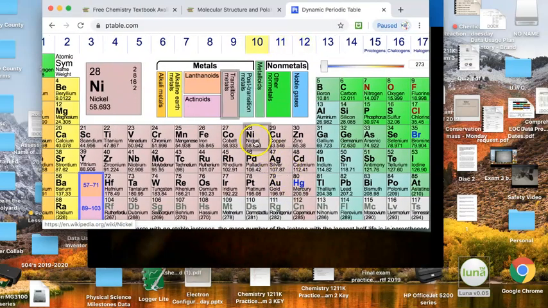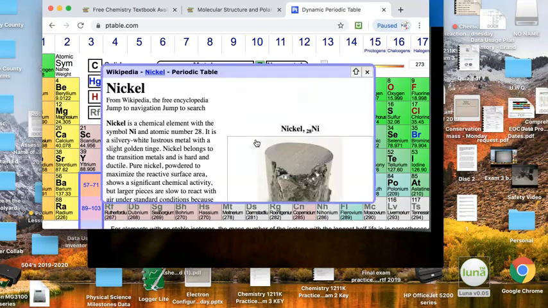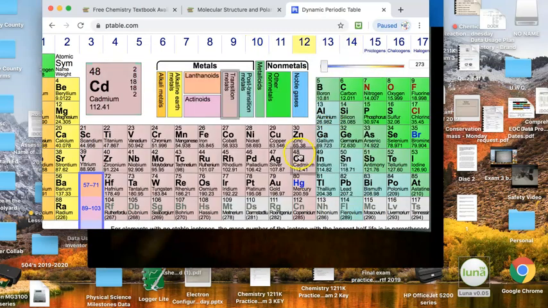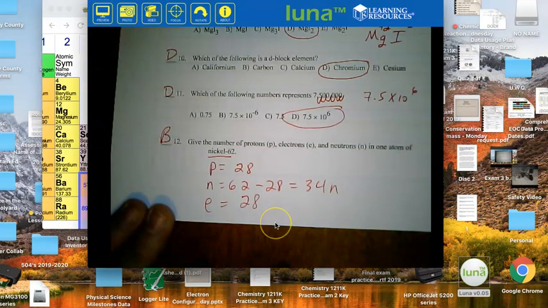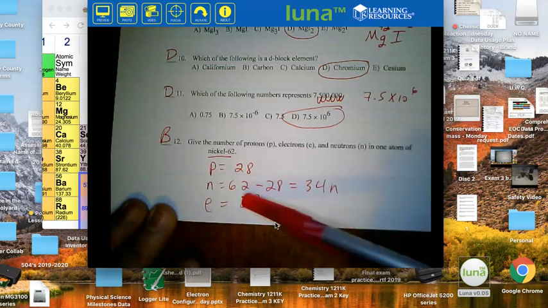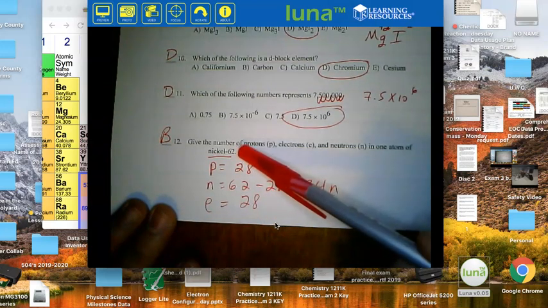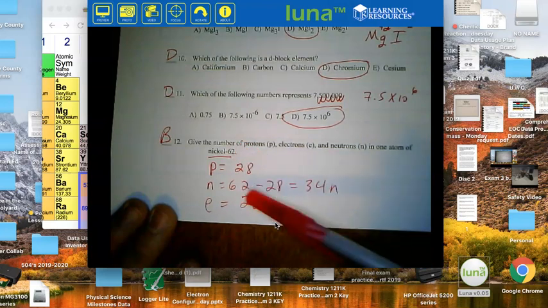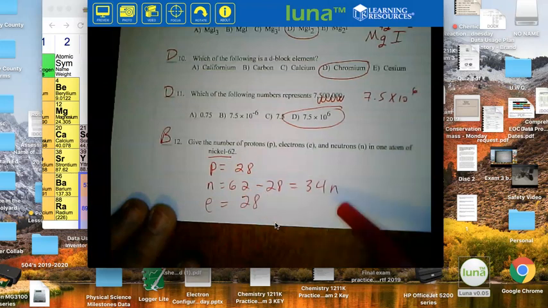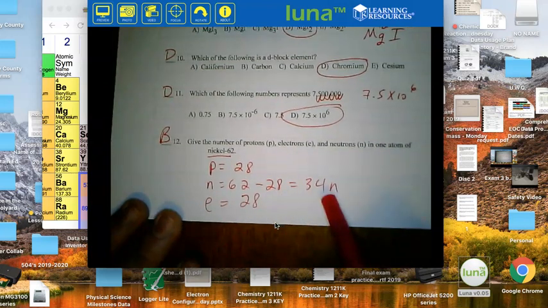So when I look for nickel right here, there it is. When I look at nickel, I can see it has atomic number 28. That means it has 28 protons. Its atomic mass is 62, and the atomic mass tells me the number of protons plus the number of neutrons. So I have to take the atomic mass minus the atomic number to find the number of neutrons. So 62 minus 28 is 34.